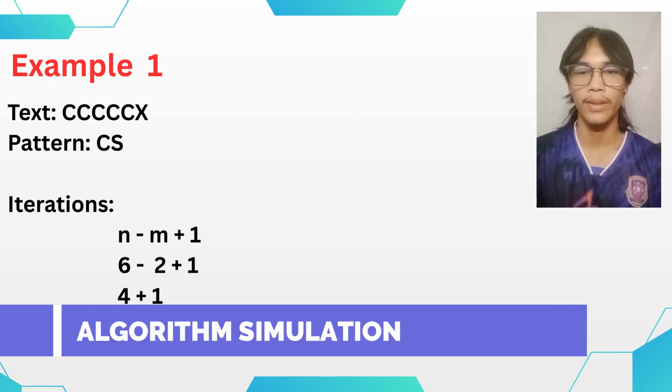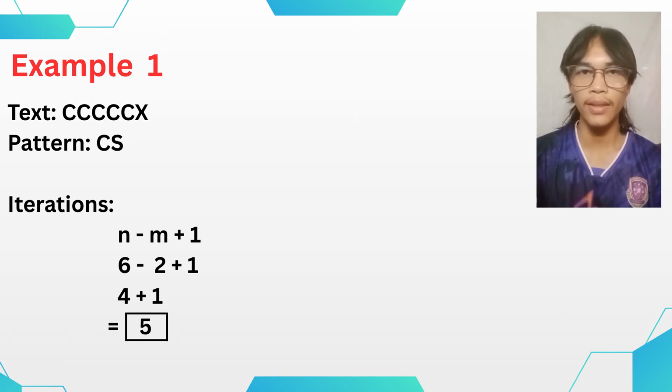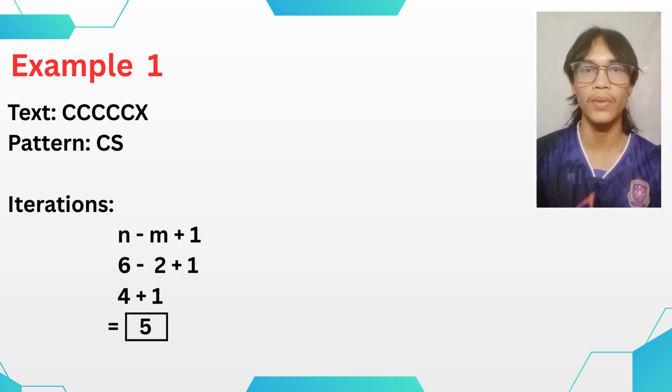In this example, the text is CCCCCX and the pattern is CS. The text has a length of 6 and the pattern has a length of 2. The number of iterations is determined by n minus m plus 1. N represents the length of text and m represents the length of pattern. So that is 6 minus 2 equals 4. Then 4 plus 1 equals 5. So there are 5 iterations for this example.